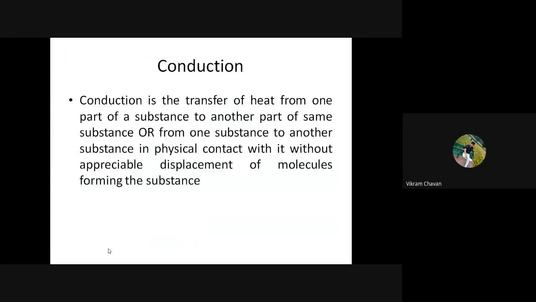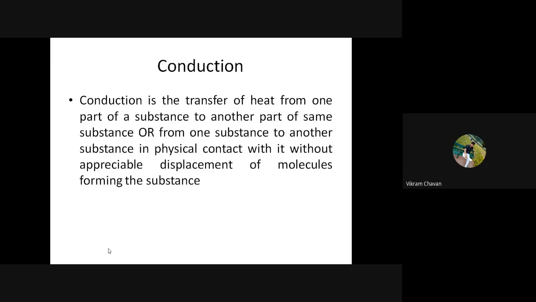Okay, so we are moving towards our main core part now. We have discussed that heat transfer is defined as the transmission of energy from one region to another region as a result of a temperature gradient. This heat transfer takes place by three modes: one is conduction, second is convection, and third is radiation. These are the three basic modes of heat transfer.